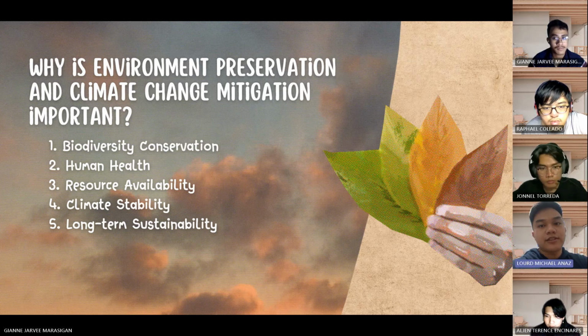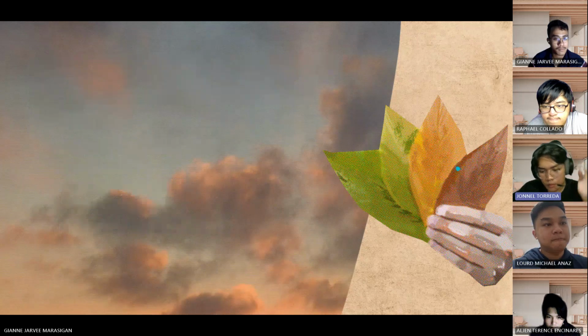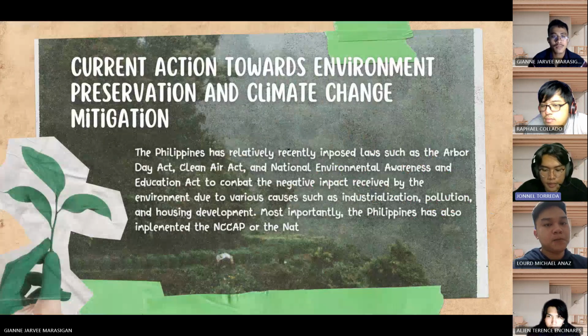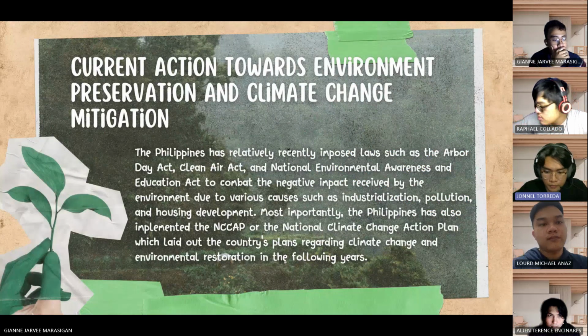And the fifth one is long-term sustainability. Scarcity of food, non-consumable water, and unbreathable air shall be ensured if the current generation fails to preserve the ecosystem. All of us are responsible for such, and if we continue to degrade the environment with our actions, such will probably occur.